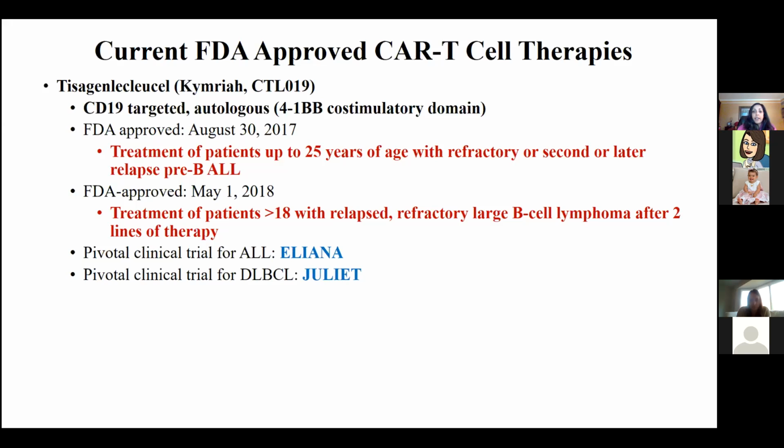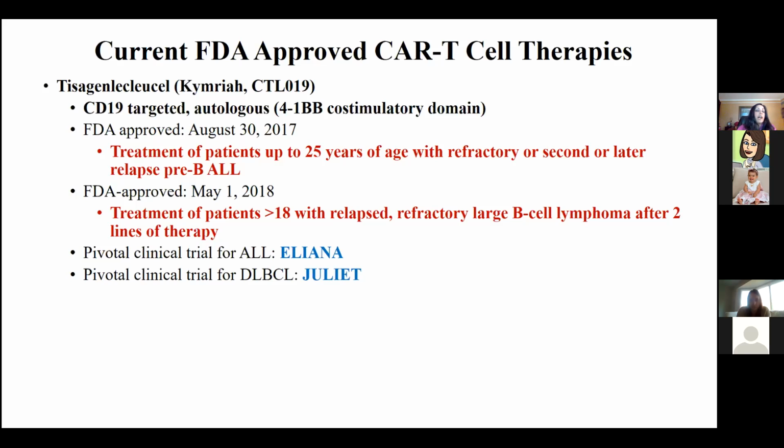Typically, childhood ALL is a very treatable disease. Most patients respond very well, about 90% of patients, but 10% of patients have either relapsed or refractory disease that really does not respond well to traditional chemotherapeutic regimens. So it has been a very promising therapy for that population of patients. The same product was then approved by the FDA for use in relapsed or refractory large B-cell lymphoma, for patients who have relapsed or are refractory to at least 2 lines of therapy.